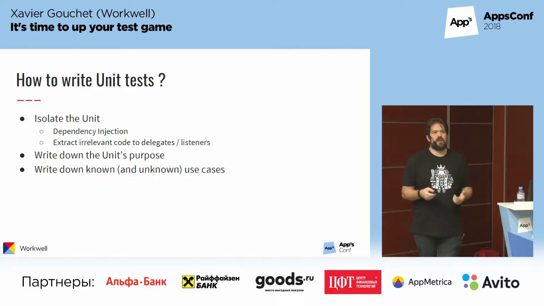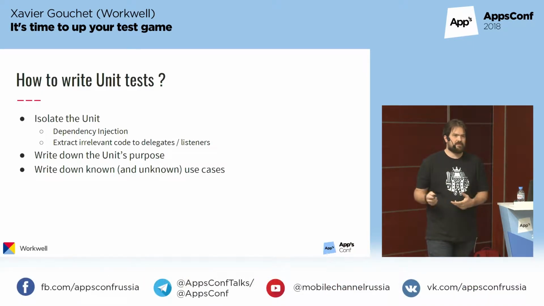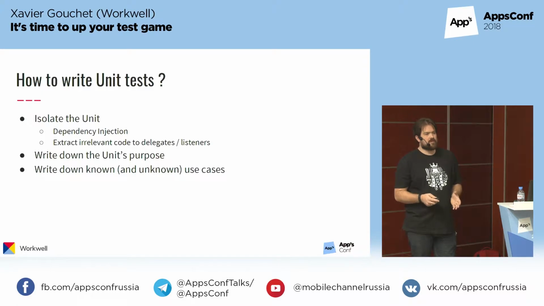Then you need, of course, to extract any irrelevant code, like delegates, listeners, data sources, anything else, and move that away. Then you need to write down the unit's purpose. What's the purpose of the thing you're going to test? What it's meant to do. And then you need to write down every known and unknown use case.